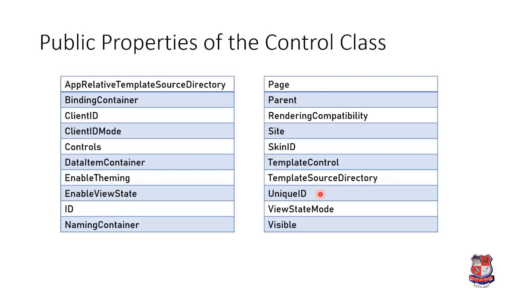Next is UniqueID. It obtains the unique hierarchically qualified identifier for the server control. Next is ViewStateMode. It specifies the view state mode of the server control. And the last one is Visible. It obtains a value that indicates whether or not the server control is rendered as UI on a web page.